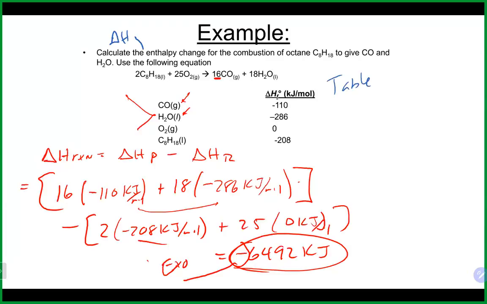It doesn't technically, because these are kilojoules per mole, and all these coefficients are actually moles. So when we multiply them, that's where the moles cancel out by the coefficients. They're technically the moles of each of those. Some people will leave it in kilojoules per mole, even though technically it cancels out. But that's technically where the moles part would cancel out from.